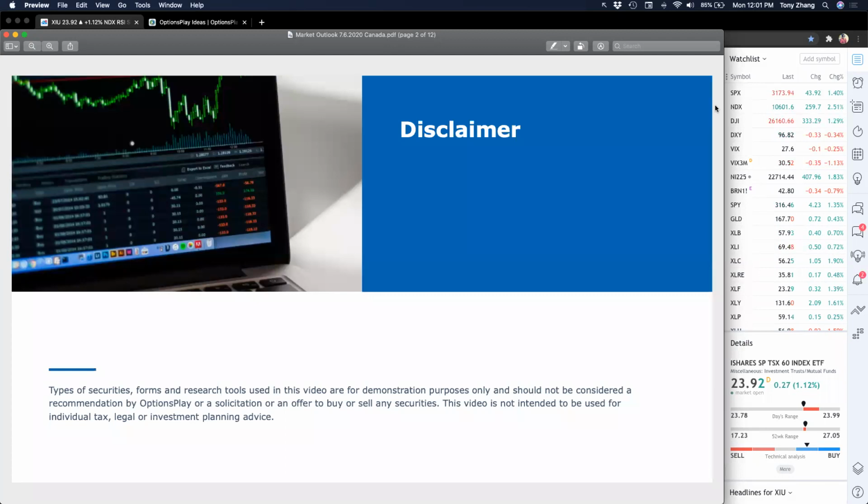Before I do, just a quick disclaimer. What we're going to discuss here today is purely for demonstration and education purposes. It is not a solicitation to buy or sell any specific securities.